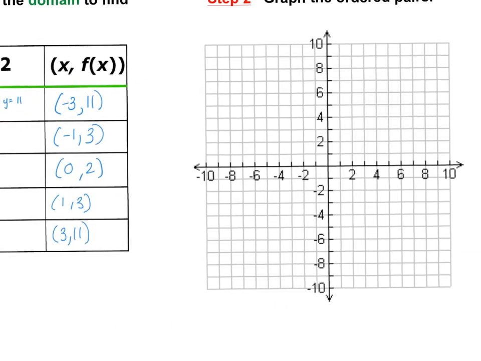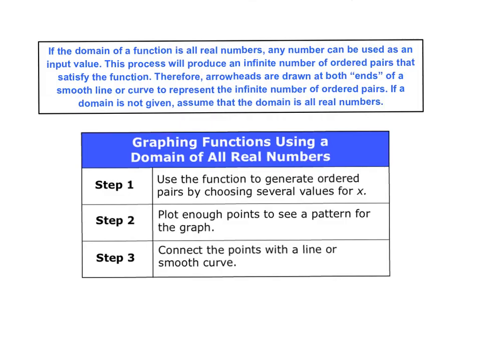Let's see what this looks like as a graph now. So negative 3, 11. It's going to be off the charts here, but that's okay. We get the idea. It's approximately right there. Now we do not connect the dots because this was a discrete graph. In summary, what this is saying is for a continuous graph, you want to have arrowheads to show that your line can go on forever.